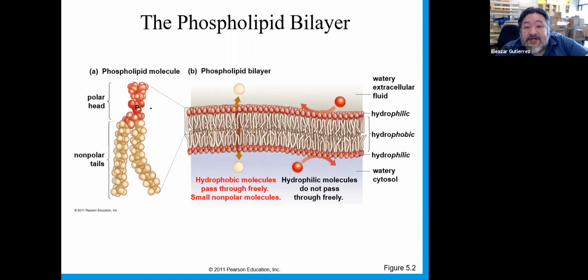How about medication? If you're taking a medication, not all medications are made the same. Some medications are hydrophobic. If that medication is hydrophobic, it's going to be able to enter your cells no problem, because it's going to be able to go through the phospholipid bilayer. But if the medication is hydrophilic, water-loving, it's not going to go into the cell.